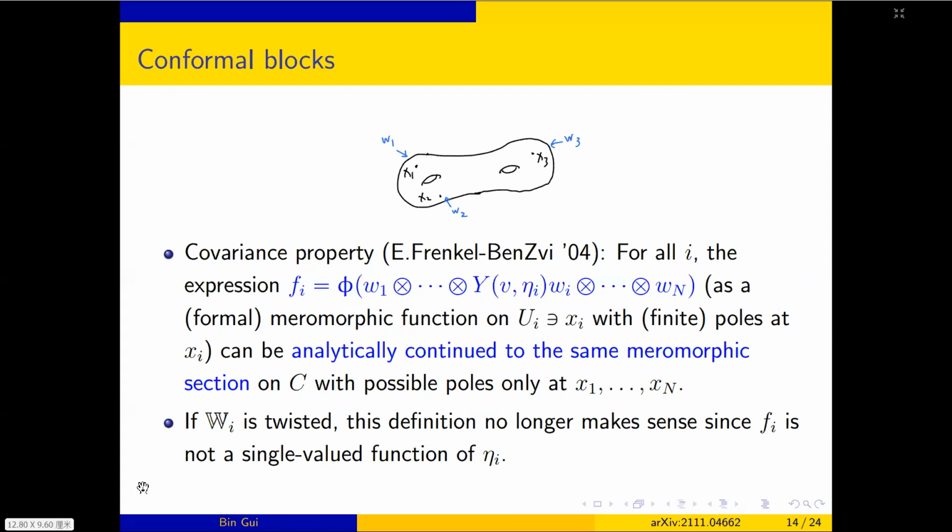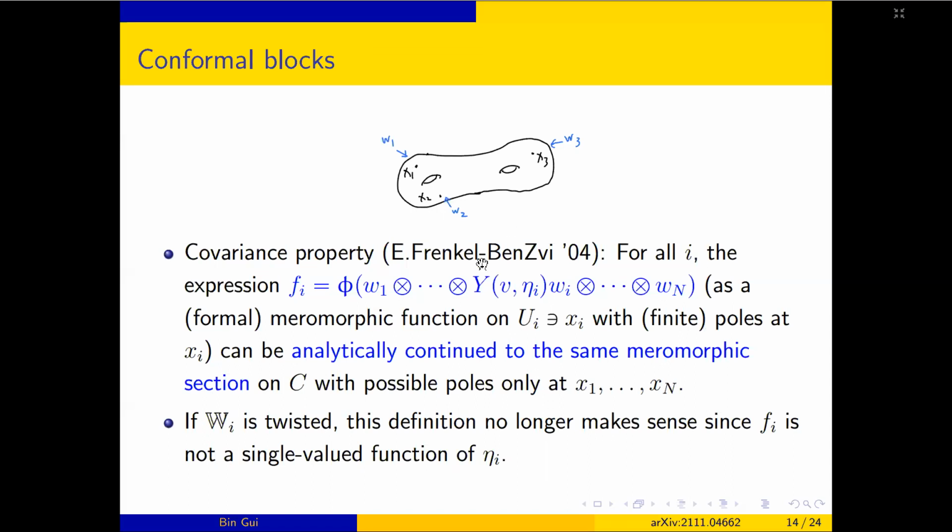Okay, so this is a rough definition of the conformal blocks, and I want to point out a difference. Here I'm talking about conformal blocks for untwisted modules. For twisted modules, this definition does not work. I will give you more details about conformal blocks for twisted modules later. But for the moment, I want to point out one very important difference between untwisted conformal blocks and twisted conformal blocks. For the twisted conformal blocks, if you associate twisted modules to these mark points, you cannot extend this expression to the same meromorphic function.